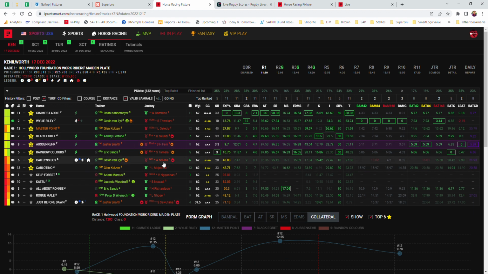So anything can happen with the blinkers that's been fitted. That's why the gear change is flashing here as well. And then all your rankings of every trainer and every jockey before the name, like 30 or 47. First is Justin Snaith at the moment. So nothing really standing out in this race. Anything between Wiley's Riley, Gimmy's Laddie, Awesome Kerr, Rainbow Colors, Black Egret, even Caitlin's boy with the change of stable, must have some sort of a chance in this race.